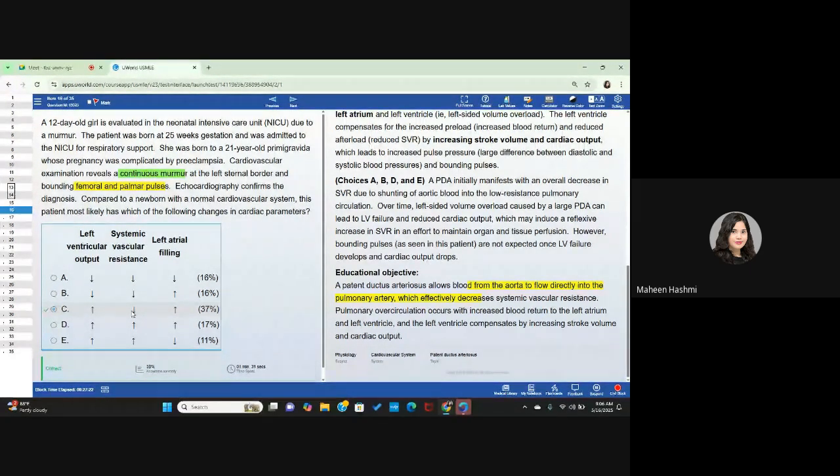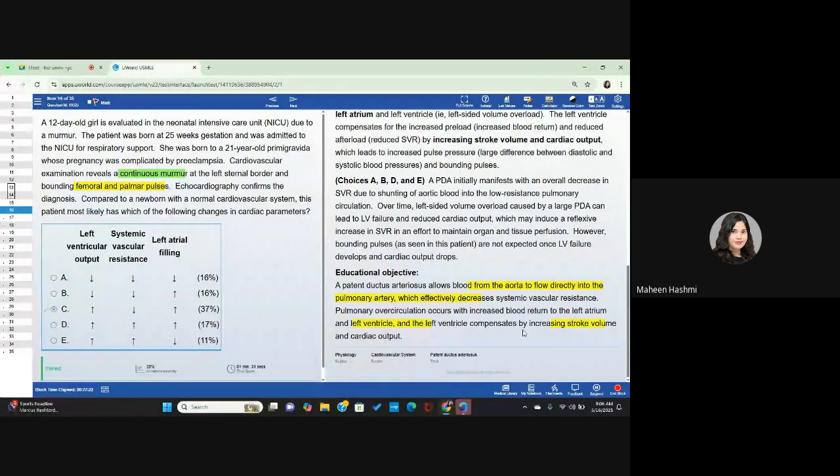Pulmonary overcirculation occurs with increased blood return to the left atrium and the left ventricle, and the left ventricle will compensate by increasing stroke volume. So whatever changes happen in the left side will automatically be reflected upon the right side. Try to create a flow chart in your head like this: whatever happens on the left side is going to ultimately cause right-sided changes.